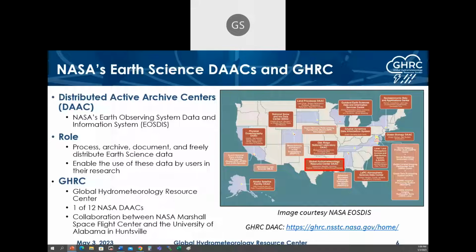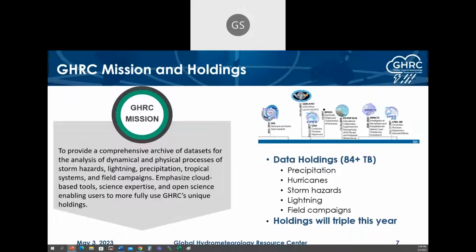Now, GHRC specifically, as I mentioned, is the Global Hydrometeorology Resource Center. We are a collaboration between NASA Marshall Space Flight Center and the University of Alabama in Huntsville. There are 12 DAACs, and each DAAC has its own specialization in terms of the type of Earth science data that it supports. Specifically, GHRC is working to provide, and I'll read this directly, a comprehensive archive of data sets for the analysis of dynamical and physical processes of storm hazards, lightning, precipitation, tropical systems, and field campaigns.